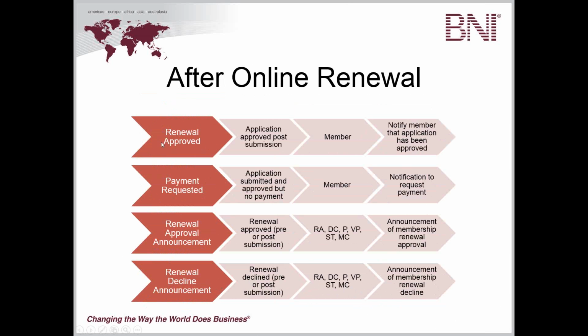And finally, after the online renewal, we have the renewal approved email that goes to the member, letting them know that the renewal has been approved. The payment requested email: if they hadn't paid yet and there was an approval made, they would get another email saying, now it's time to pay. When an application has been approved, the leadership team and the director consultant and regional admin also get a notification, and the same thing if one is declined.